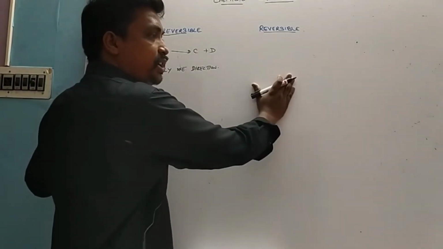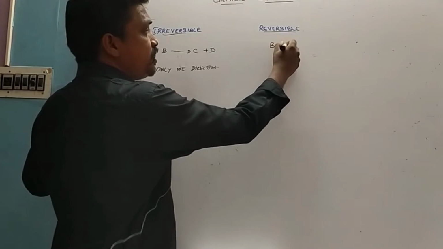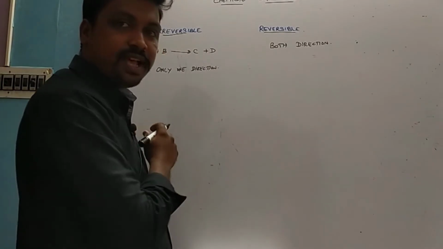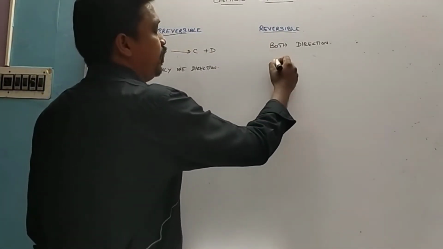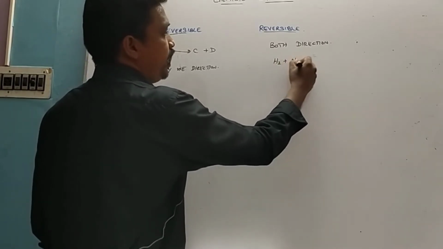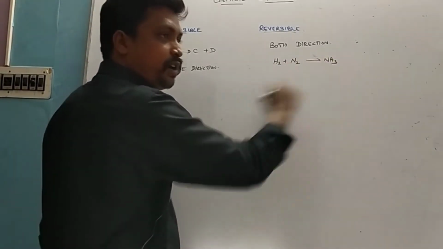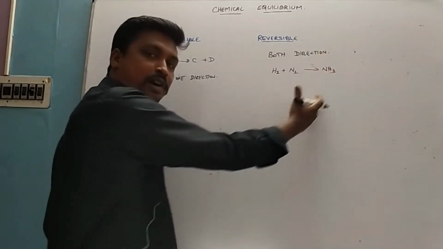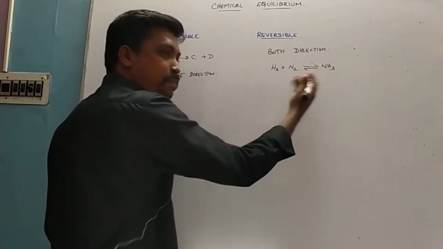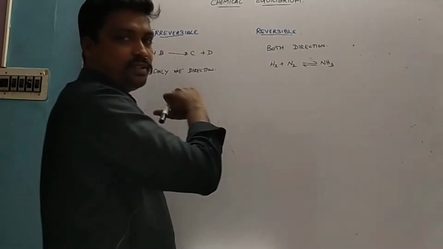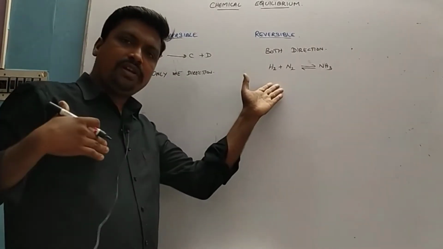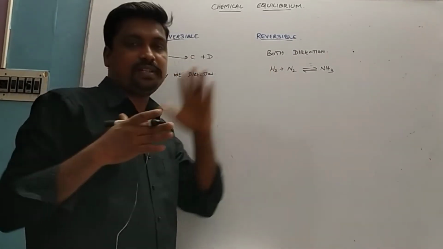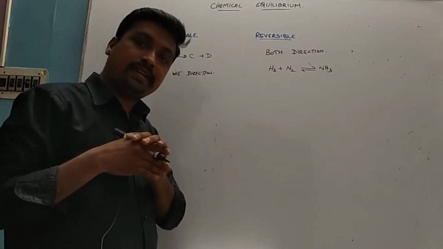They are the reactions which take place in both directions under the same conditions, both forward and reverse. Example, hydrogen may combine with nitrogen and form ammonia. Initially, the rate of forward reaction will be fast and ammonia will be formed. After some time, the ammonia formed will react back, it will decompose to give the reactants. So in this reaction, after sufficient time, all the three will be present. It is called reversible, right?